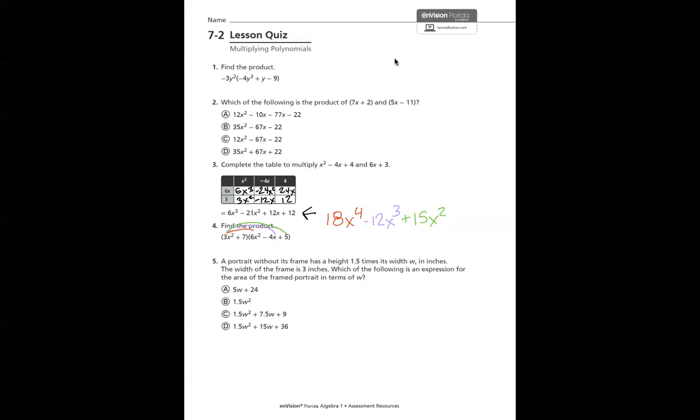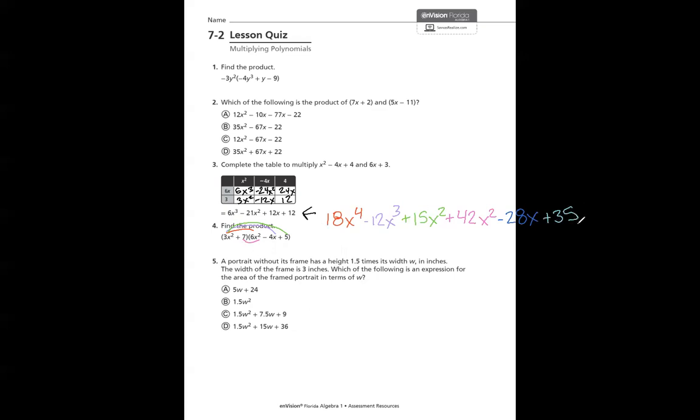I'm done. I've multiplied everything in the second group by 3x squared. So now I'm skipping to the 7. And I'm going to do 7 times 6x squared, which is going to be 42x squared. Then I'm going to do 7 times negative 4x. 7 times negative 4x is negative 28x. And then I'm going to do my last one. I'm running out of colors here. Let's do this light blue. 7 times 5 is going to be plus 35.